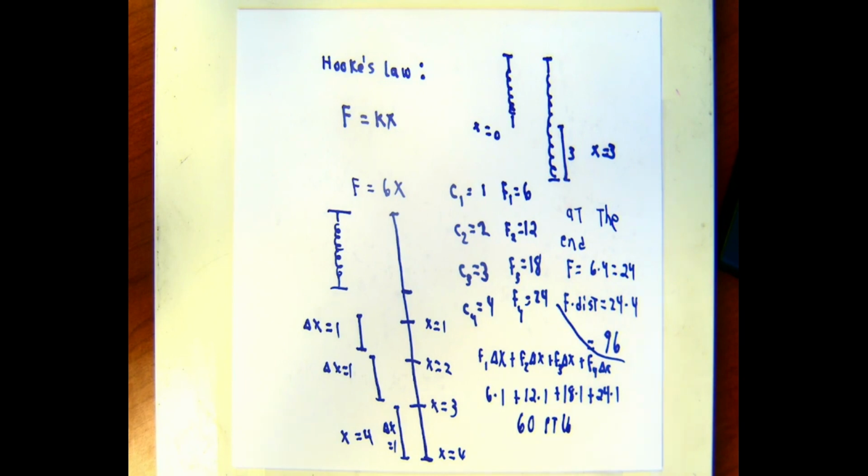My rough estimate for the amount of work needed to go from equilibrium to x equal 4 is 60 foot-pounds. This is only a rough approximation, of course, since I'm using pretty good-sized pieces, but even so, 60 is considerably different from 96. On the next page, we'll see the exact amount of work.